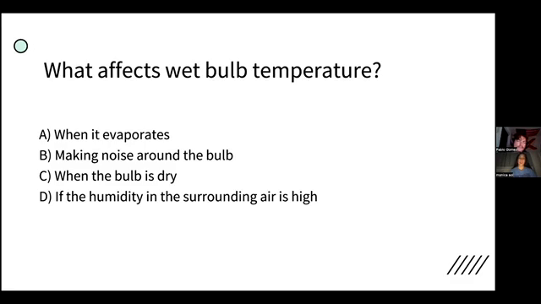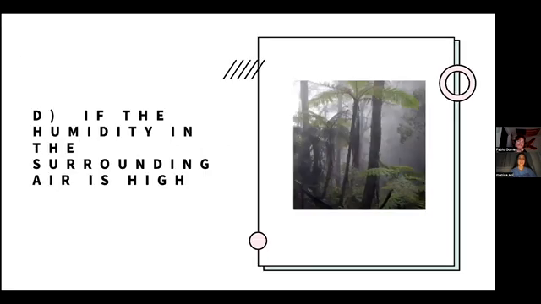What affects wet bulb temperature? A. When it evaporates. B. Making noise around the bulb. C. When the bulb is dry. Or D. If the humidity of the surrounding air is high. The correct answer is D. If the humidity in the surrounding air is high.